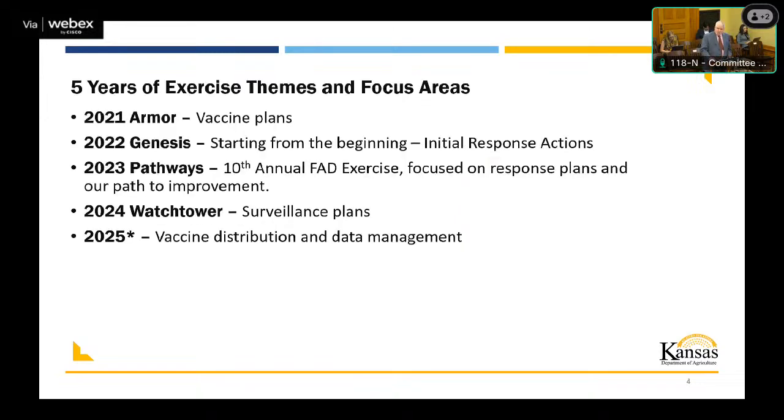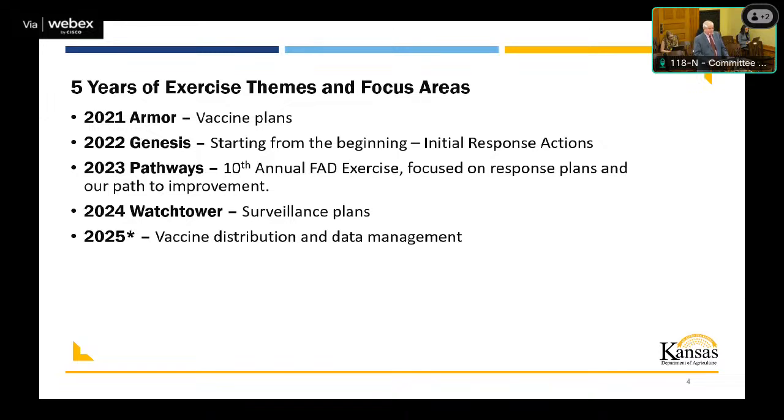So on the screen now, I just picked the last 4 years of our exercise and went over some of the focus areas that we've looked at. Again, we sit down at the very beginning, and right now we're planning for 2025, talking about where our deficiencies are, where our needs are. So back in 2021, we titled it Armor, and we looked at our vaccination plans. We have vaccination plans for foot and mouth disease. We wanted to test it. We wanted to see whether that was going to work from an industry's perspective, and so we did that.